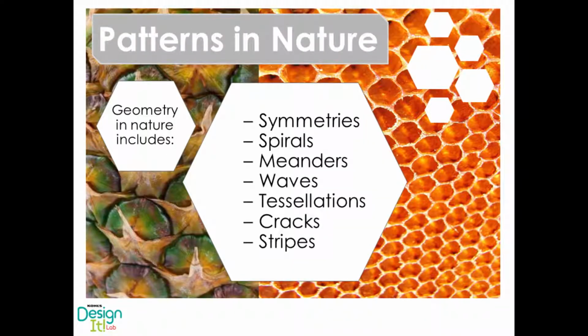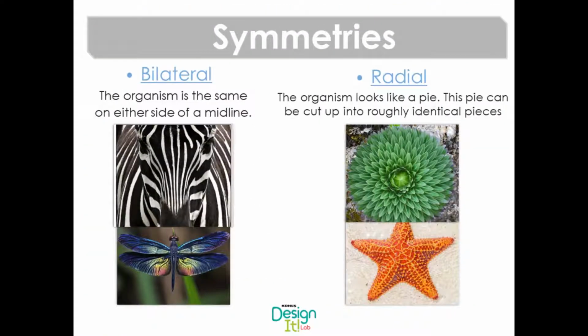In taking a look at the next few slides, pay attention to the geometric features you see. Features like symmetries, spirals, waves, tessellations, lines, cracks, and stripes. While we look at each image, write down where you may have seen these patterns before. Symmetries, bilateral. The animal is the same on either side. Radial, the pattern radiates out from the center. Can you think of other examples of symmetries?